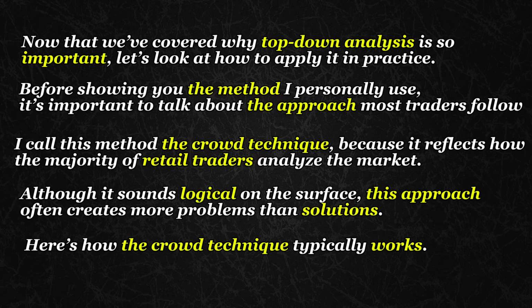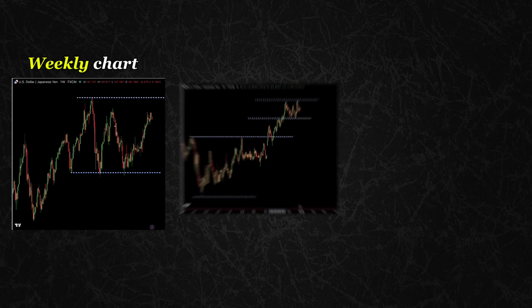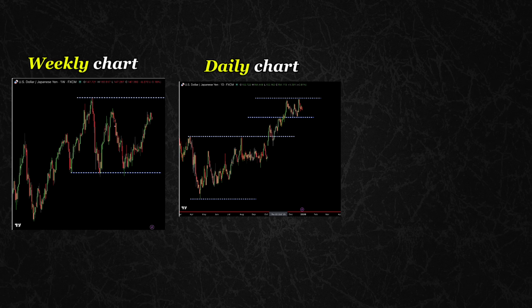Here's how the crowd technique typically works. Most traders begin on the weekly chart to get a broad market overview. They mark several support and resistance levels, believing this will define the long-term direction. Next, they move down to the daily chart, where they adjust those levels and start searching for potential setups. At this stage, they focus on how price behaves around the weekly zones to identify possible opportunities.